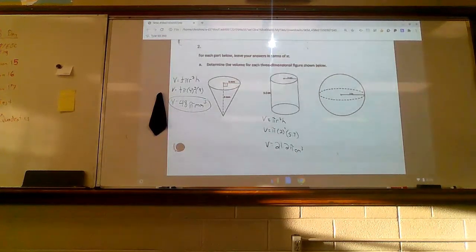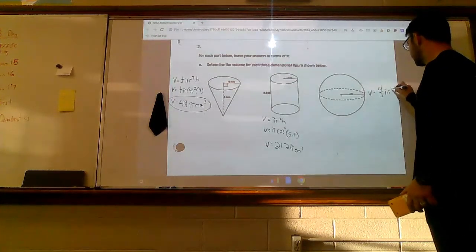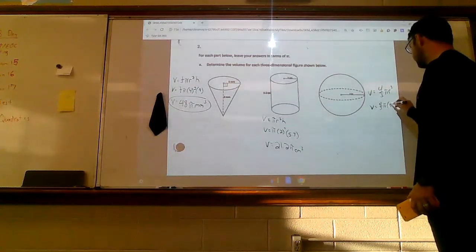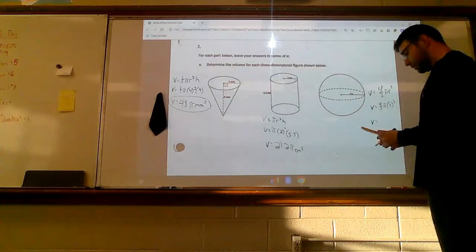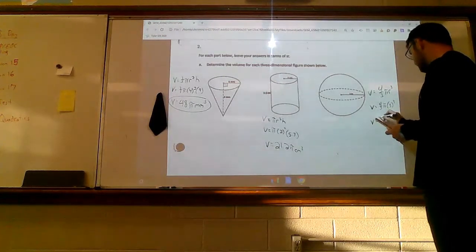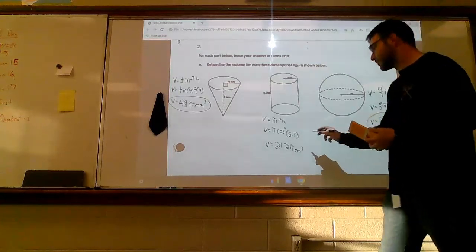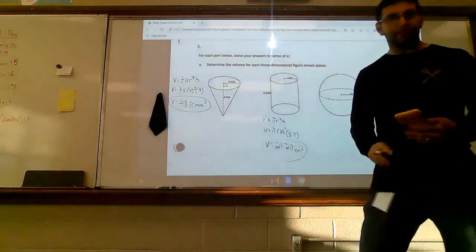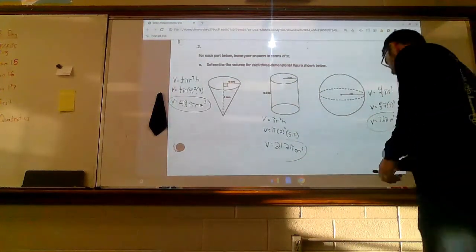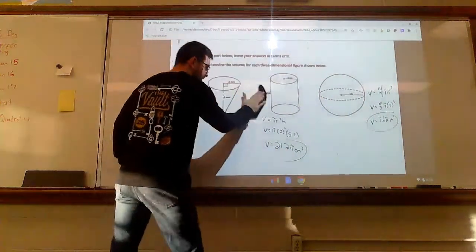Last one, we've got volume equals 4/3 pi r cubed. Volume equals 4/3 pi times 3 cubed. Volume equals 4 divided by 3 times 27, which is 36 pi inches cubed. You will have questions like this on your test. But again, if you know the formulas, it is plug and chug.